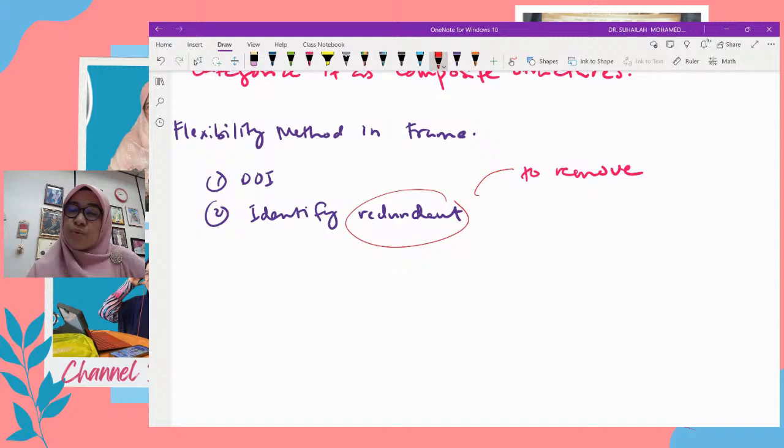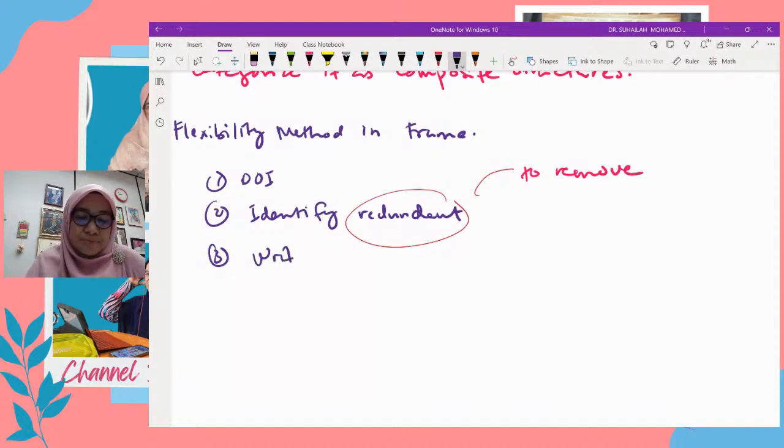So we have the equation, the general equation, which is based on the principle of superposition. So to identify redundant, we write the standard form.